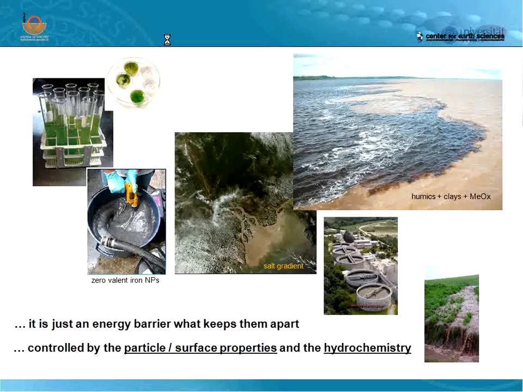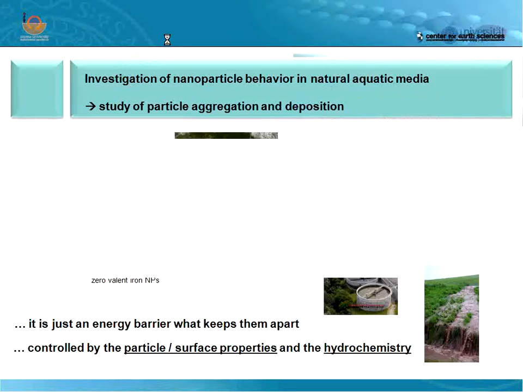The point here is that this is all mainly physical chemistry, colloid and surface chemistry, and we know that it's just a small barrier that keeps these particles apart. This energy barrier, coming from electrostatic forces or from steric forces, can be modified by the water chemistry. So the water chemistry controls how these particles interact.